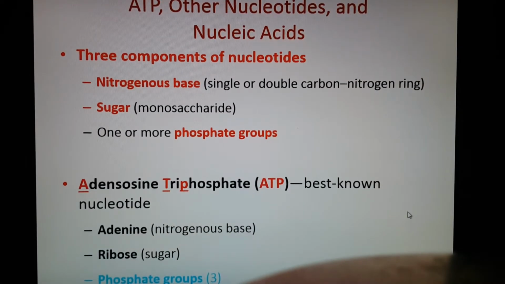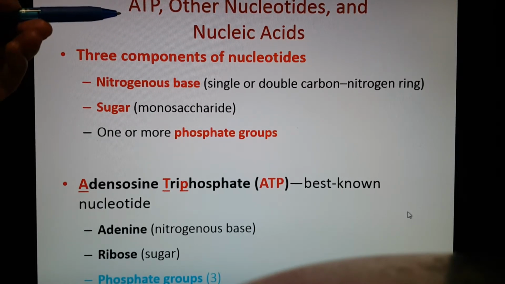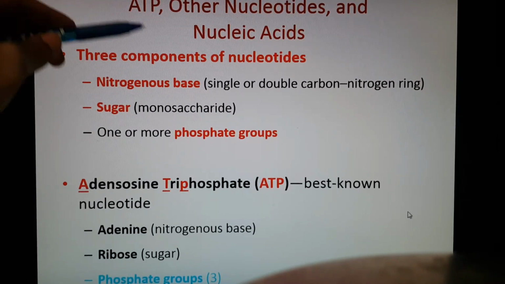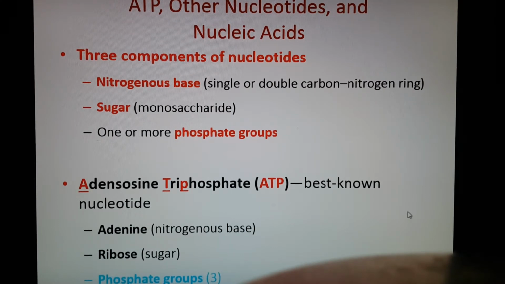Okay, last bit. The last type of molecules, which make up your DNA and RNA, as well as ATP, which is your major energy molecule for the body. What makes these up are called nucleotides. These are the monomers that make up your DNA, RNA, and your ATP molecule. So there are things that are common across all nucleotides.